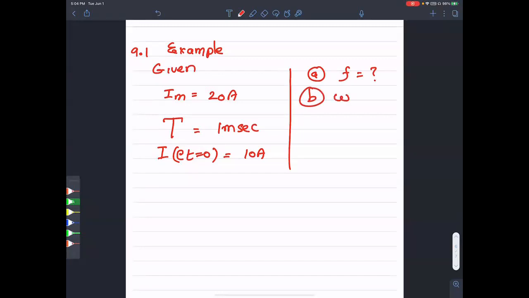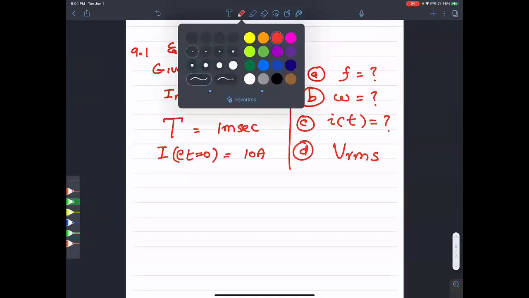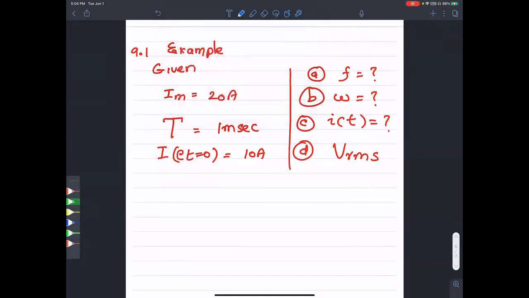And then the textbook asks you to find the frequency. And then what is the angular frequency? Easy. What is the expression for I of t? And then of course, what is VRMS? This is what the textbook asks you to find out. So in effect, the solution you're after is little i of t, which you want to write as Im cosine omega t plus phi.